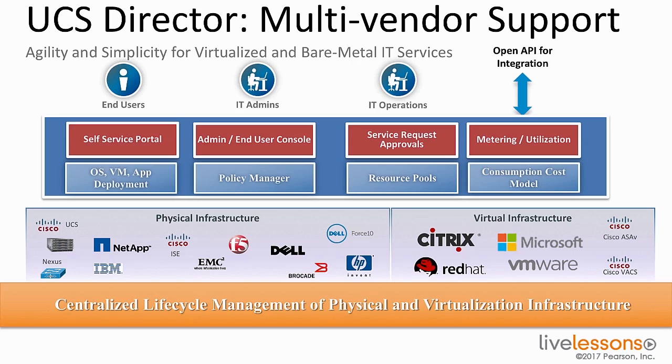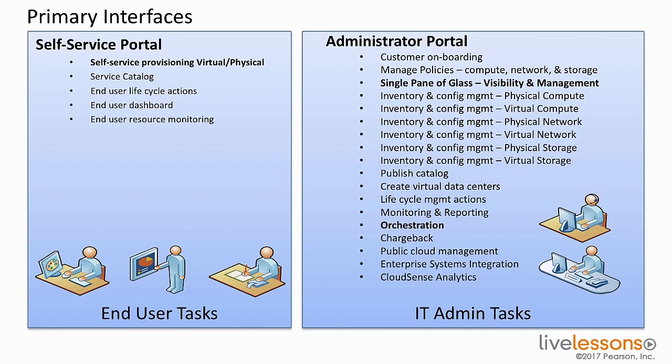Above and beyond that, UCS Director can automate and orchestrate your entire infrastructure, all the way from your storage, your compute, your networking, your virtual infrastructure, and your bare metal infrastructure. So this is one tool that you can use to provide, at a bare minimum, IT as a service for your infrastructure. Here are some of the actions or tasks that each type of user will be able to perform.